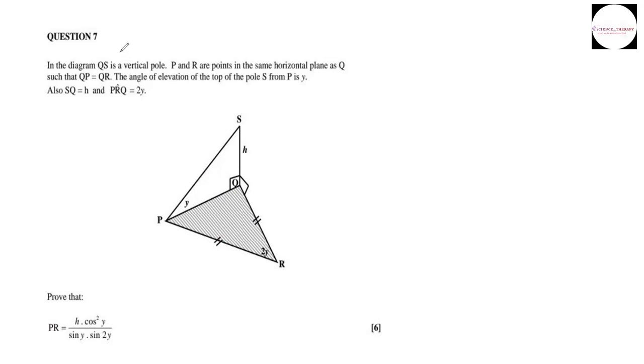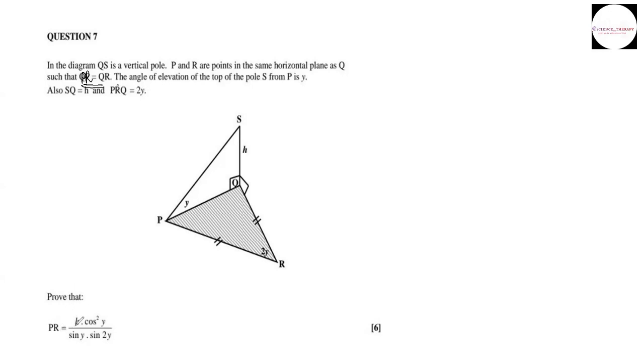Question 7. In the diagram, QS is a vertical pole. P and R are points in the same horizontal plane as Q, such that QP is equal to QR. So this was supposed to say, actually, PR is equal to QR. So if you are practicing this question paper, make sure that you note the mistake there. The angle of elevation of the top of the pole as seen from P is Y. And also SQ is equal to H and angle PRQ is equal to 2Y.